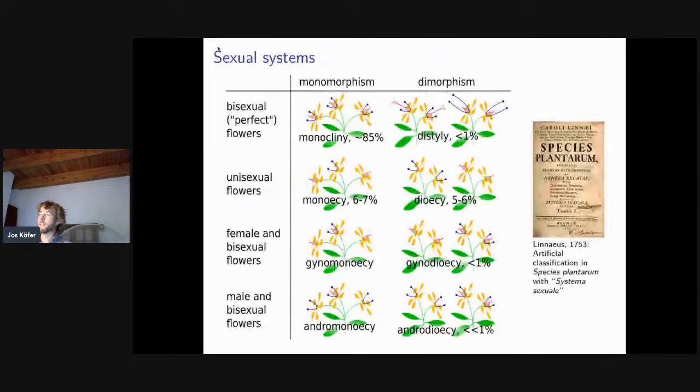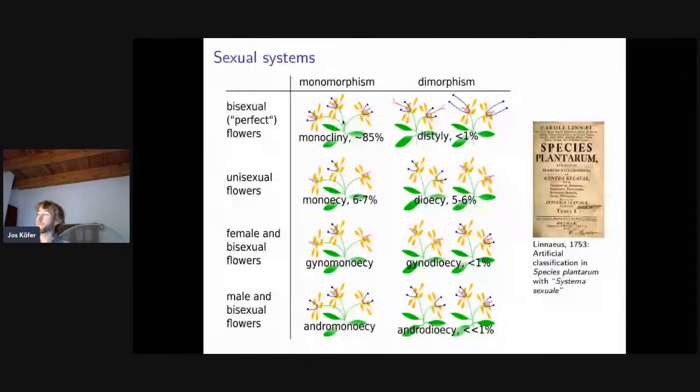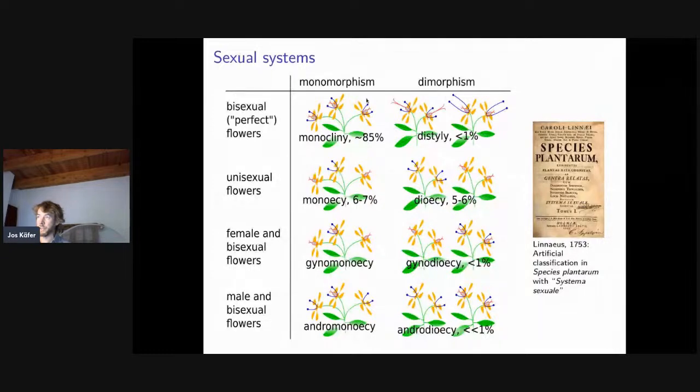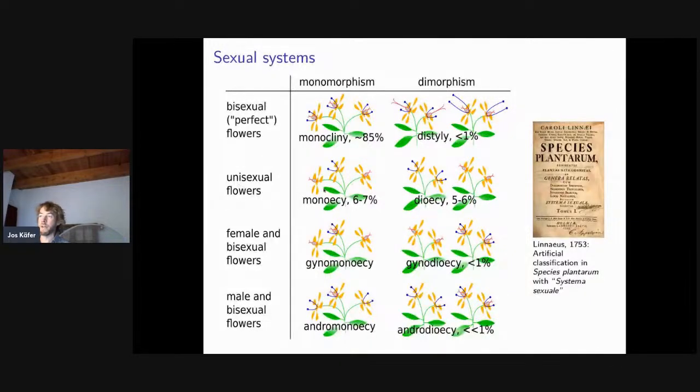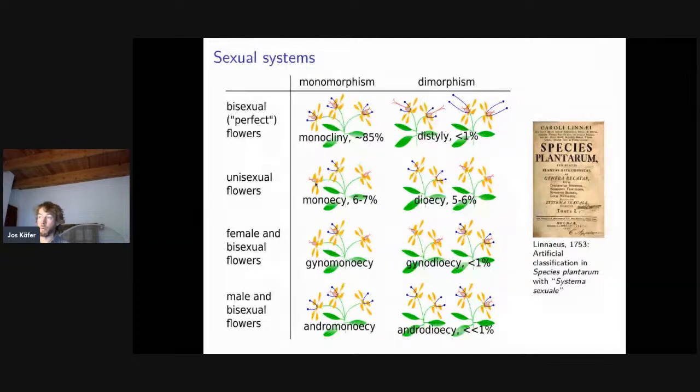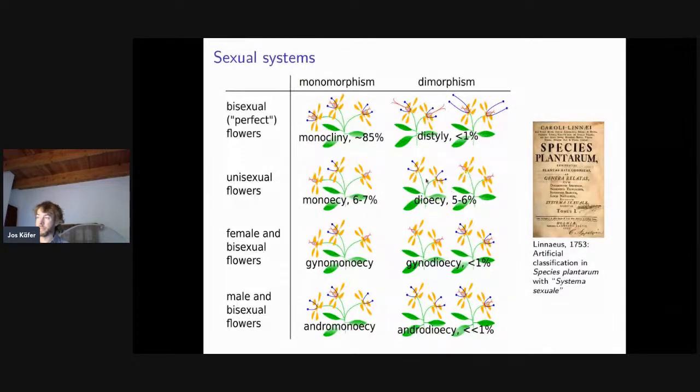So sexual systems, there is a large variety of sexual systems in the flowering plants. The large majority has bisexual perfect flowers with male and female organs in the same flower. But there's also quite a few plants that have unisexual flowers, either on the same individual, like male and female flowers, called monoecy, and dioecy, where the female and male flowers are on different individuals. And then there are some stranger combinations with hermaphroditic flowers and female, etc., male and hermaphroditic.